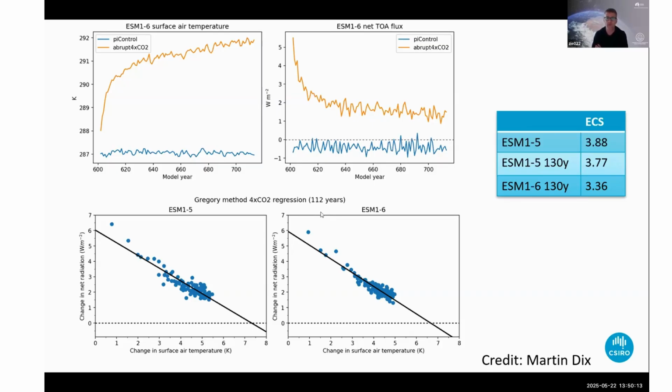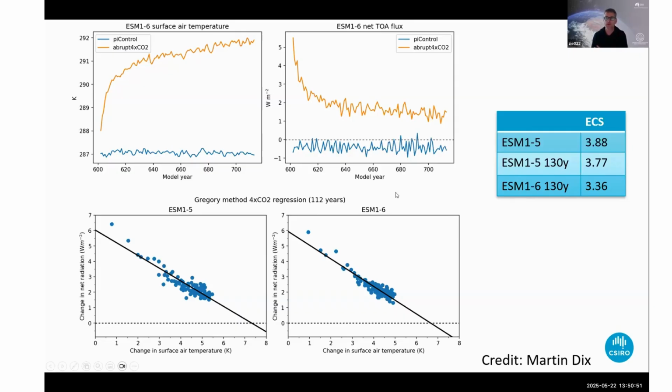And if we compare it with ESM 1.5 over the same period, it's still somewhat lower. Martin estimates that once we have completed the 4 times CO2 run, the climate sensitivity for ESM 1.6 will be about 3.5. That is lower than what we had in our previous model version. I think the CMIP 6 AR6 best estimate was around 3.